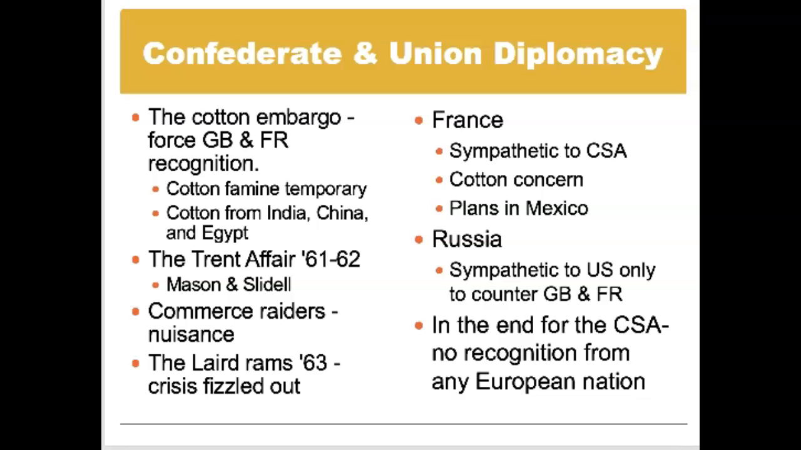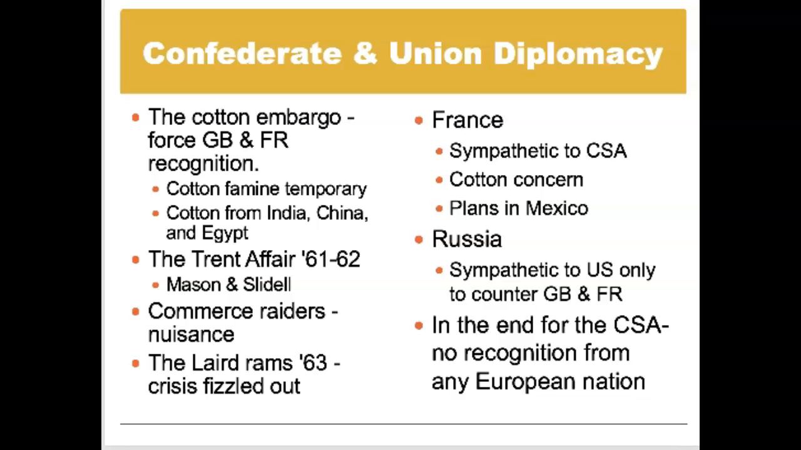I already mentioned the Trent Affair, '61 and '62. Mason and Slidell were those Confederate ministers that were taken prisoners, but ultimately released here. After that, the United States Secretary of State William Seward, as well as Henry Adams, tried to find ways to, in some ways, placate Great Britain and France to prevent them from supporting the Confederacy.